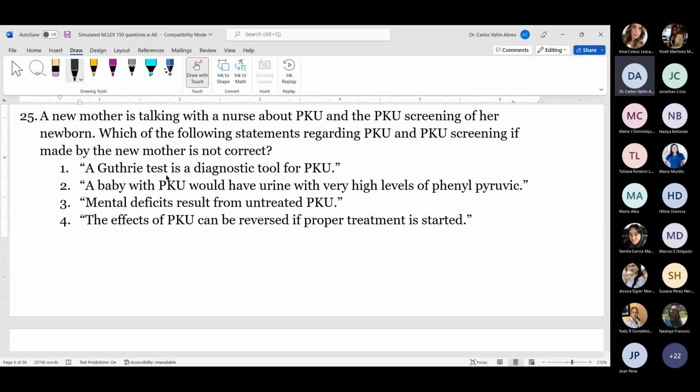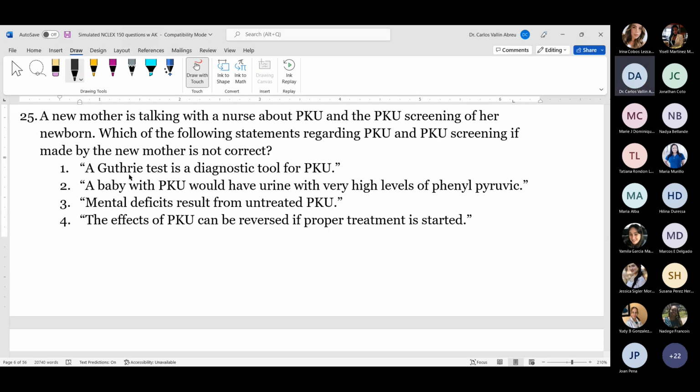Okay, a Guthrie test. This Guthrie test, or bacterial inhibition test, bacterial growth inhibition test, is the same. It is used to diagnose PKU. It is true.